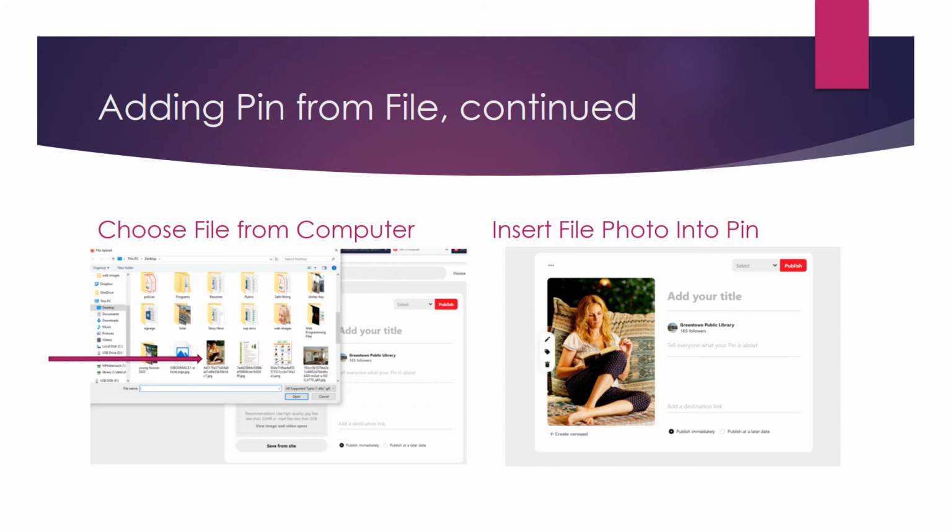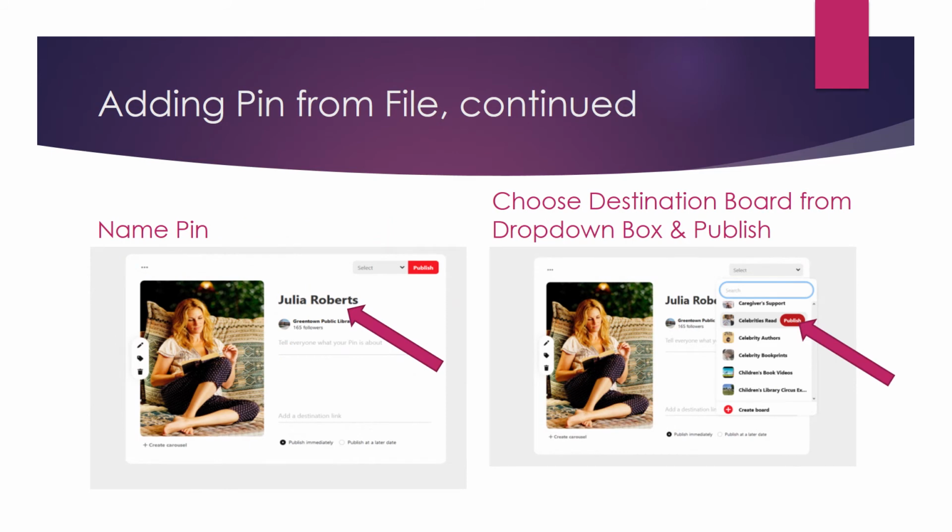Now, once you do that, you choose the file from the computer that you want. I already uploaded a picture of Julia Roberts reading, so that was already in my files, so I'm pointing to that. And then I went ahead and inserted the file photo into the pin. You'll want to name the pin. I named it Julia Roberts because it's Julia Roberts.